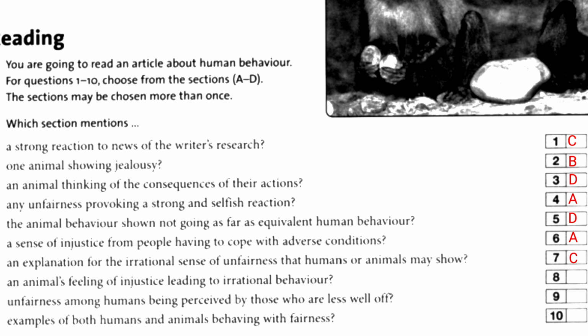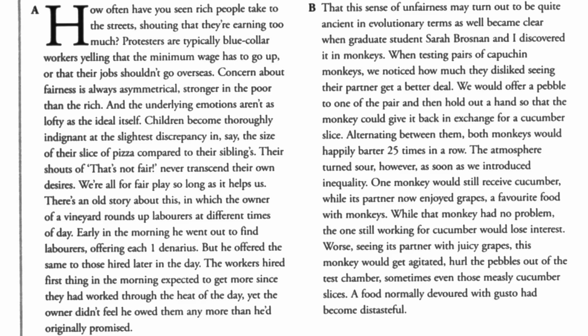Okay, so number 8, which section mentions an animal's feeling of injustice leading to irrational behavior? Well, I think we saw irrational behavior in the capuchin monkeys when they felt that they were being treated unfairly. So I think it's going to be section B. Let's check. So towards the bottom of section B, we can see how the monkeys reacted when one was given grapes and the other one was still getting cucumber.